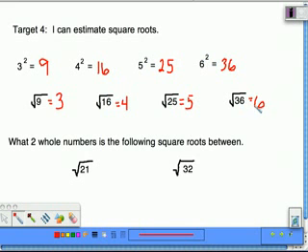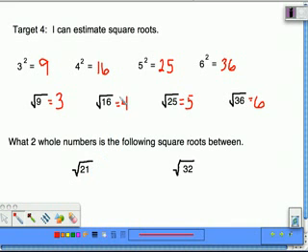These perfect squares are going to help us locate what two whole numbers our square roots are between. For example, if we start looking at the square root of 21, it doesn't have a perfect square root. It's not going to have a square root without a decimal.